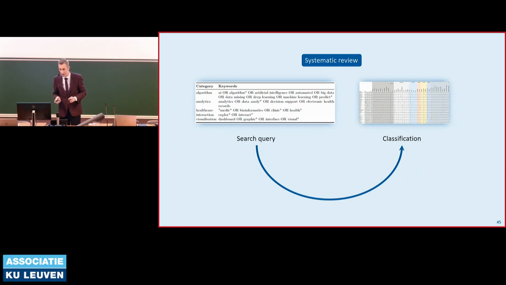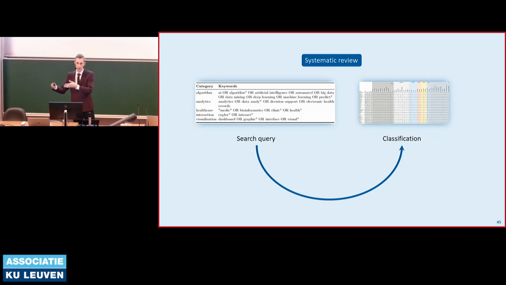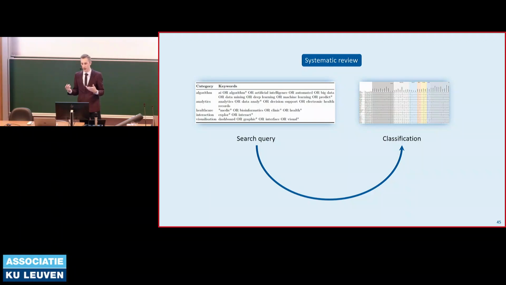So what is that? You start with a search query. I mean, it's over there. It's a big search query with lots of words. And you just add them in some kind of search engine, and then you collect papers, and in the end, you classify all these papers, and you write a nice story. So that's what I did. Simple, right? Not so simple. It takes a lot of work to do this.